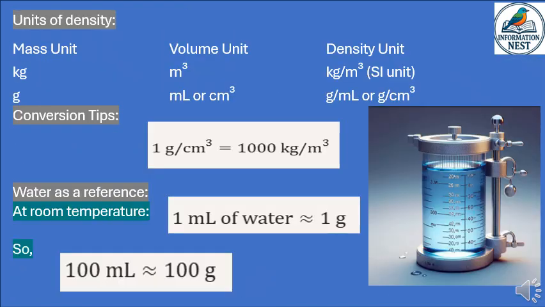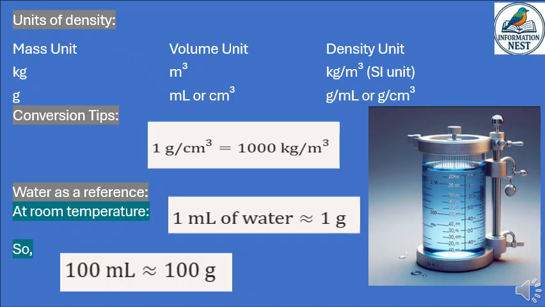Let's wrap up our journey into the world of density, the science of how tightly packed matter is inside a substance. Units of density: density is measured as mass per unit volume. The most common units are grams per cubic centimeter for solids, grams per milliliter for liquids, kilograms per cubic meter for gases and larger volumes.